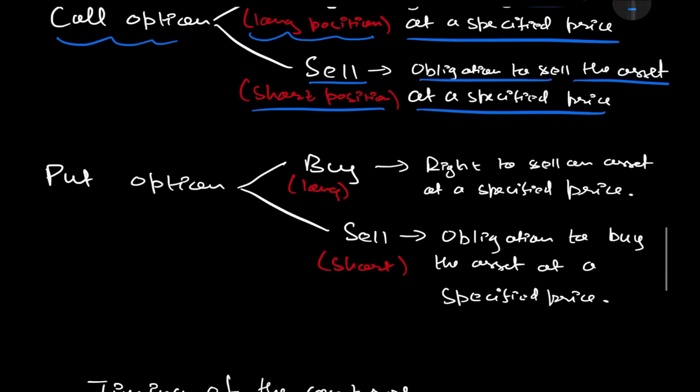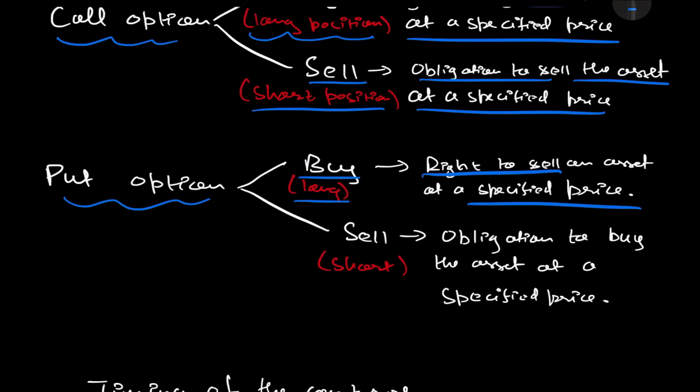On the other hand, if you buy a put option, it means the right to sell. Right to sell what? The underlying asset, at a specified price on a specified future date.